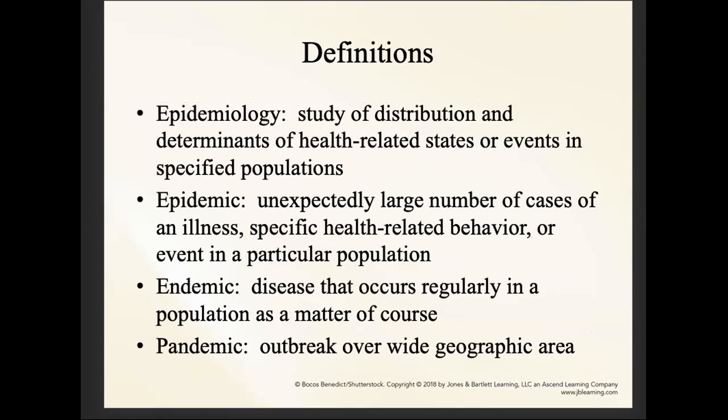An epidemic is an unexpectedly large number of cases of an illness, specific health-related behavior, or event in a particular population. An endemic disease is one that occurs regularly in a population as a matter of course. So the annual flu can be considered endemic. It's a disease that occurs regularly, often during the winter months, within a population on an annual basis. And then a pandemic is an outbreak of disease over a wide geographic area, such as a continent, or as we're currently experiencing, the globe.